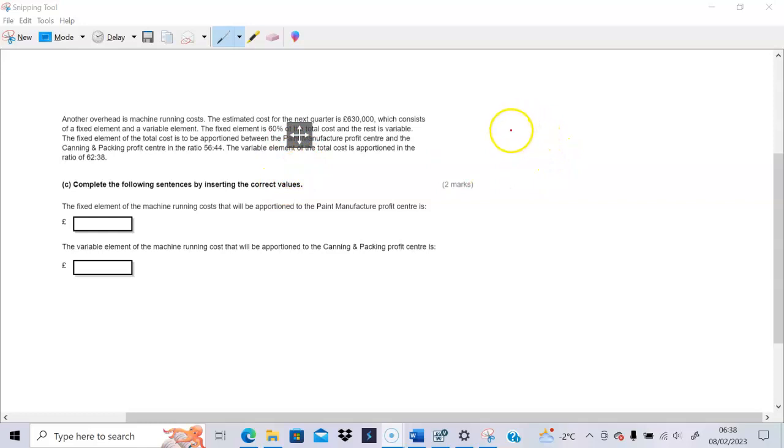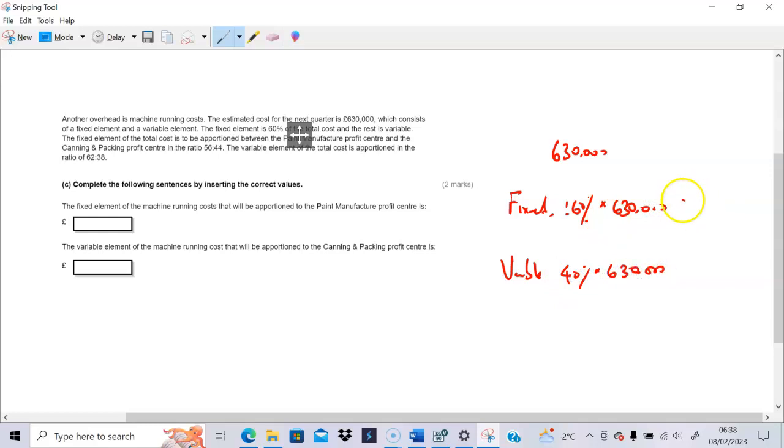It's telling you that you have another overhead, and it says that the estimated cost for the next quarter is 630,000. It says there's a fixed element and a variable element, and the fixed element is 60%, so we find 60% of 630,000. The variable element, therefore, must be 40% of 630,000. Well, let's find that. 60% times 630,000 is 378,000, leaving 40% times 630,000, which is 252,000.